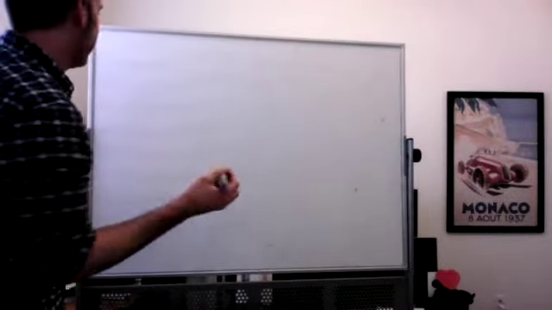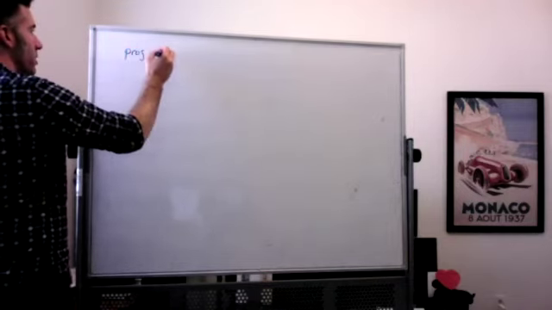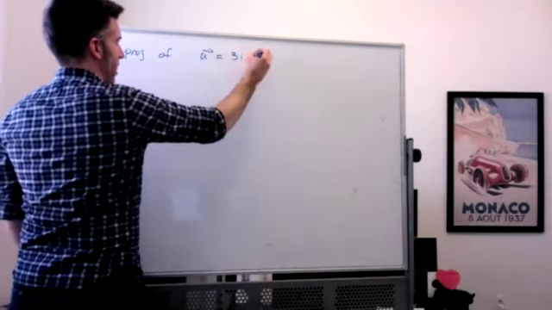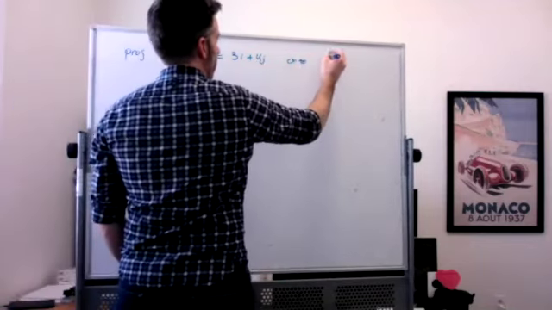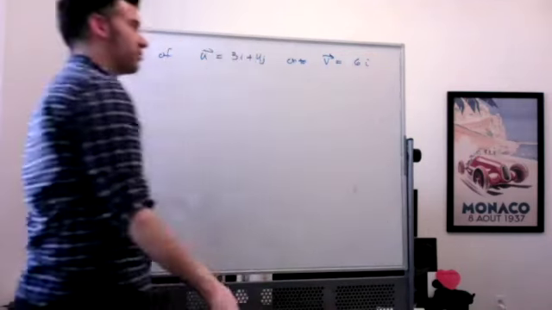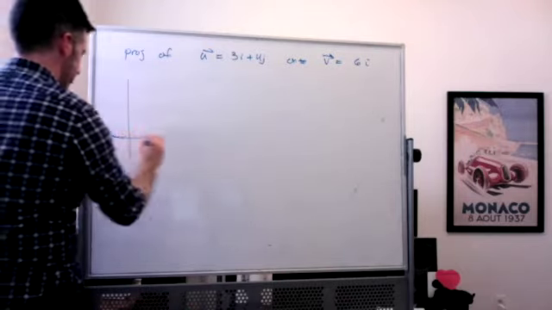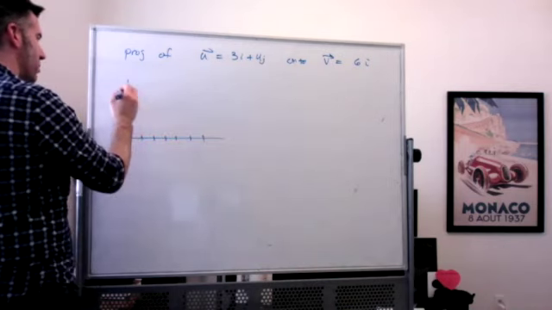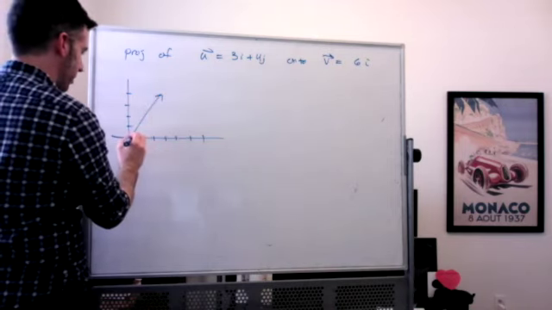So let's say we have this very straightforward example. What's the projection of u equal to our favorite vector 3i plus 4j onto v equal to 6i? Okay, so let's draw it. 3i plus 4j looking like this, and 6i looking like this.